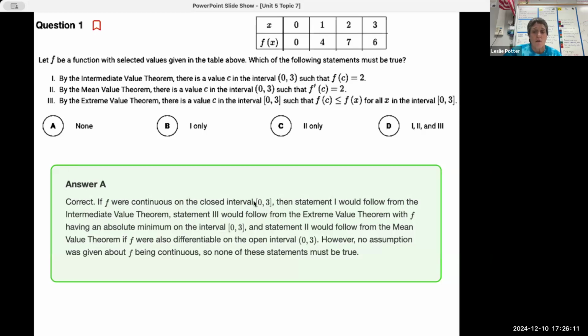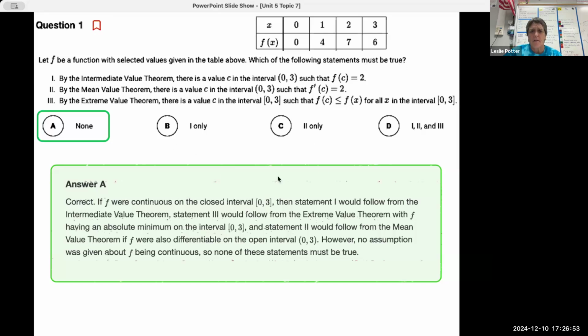If f were continuous on the closed interval, then we could follow through with its intermediate value statement. Statement 3 would follow from the extreme value theorem, and statement 2 would follow from the mean value theorem. So all of the statements could be correct, but they don't have to be correct because we don't know if we have a continuous function. So the correct answer here is A, because none of them has to be true. Must be true, like I said, that's a high bar.